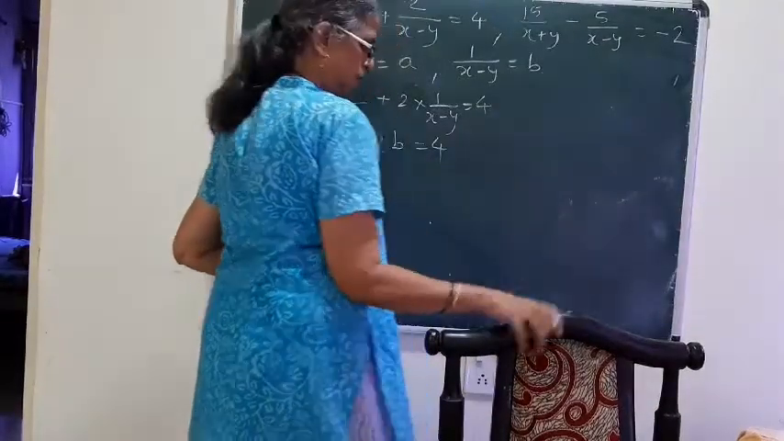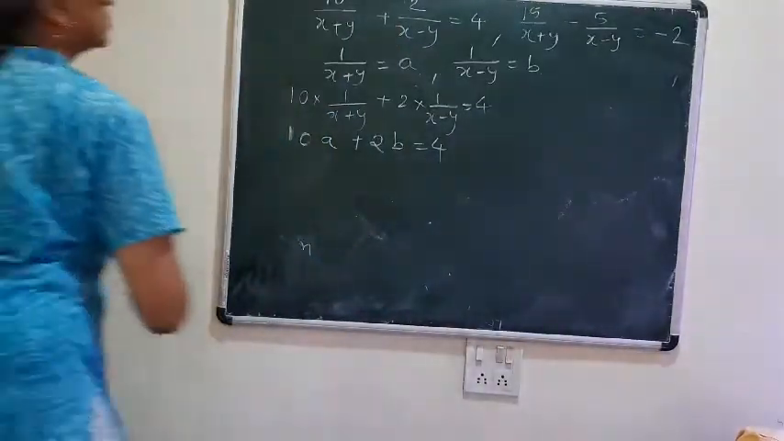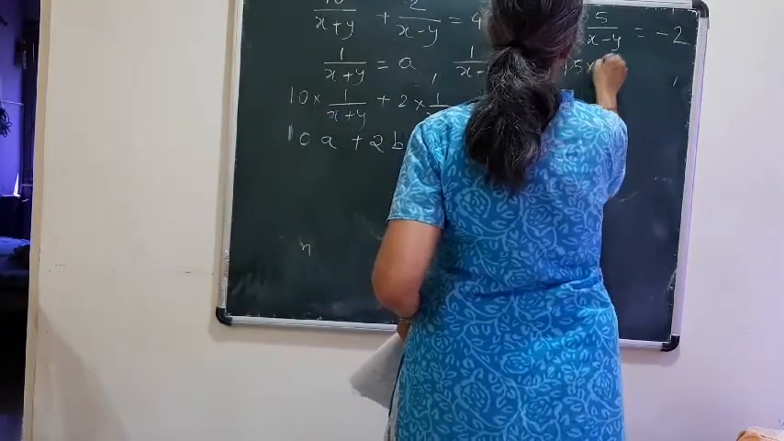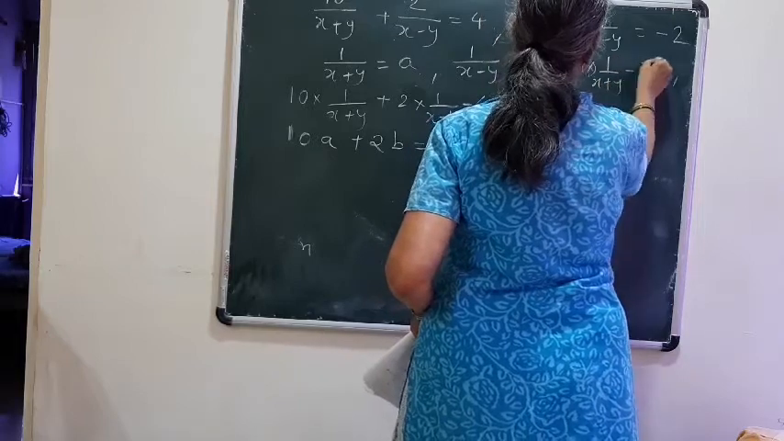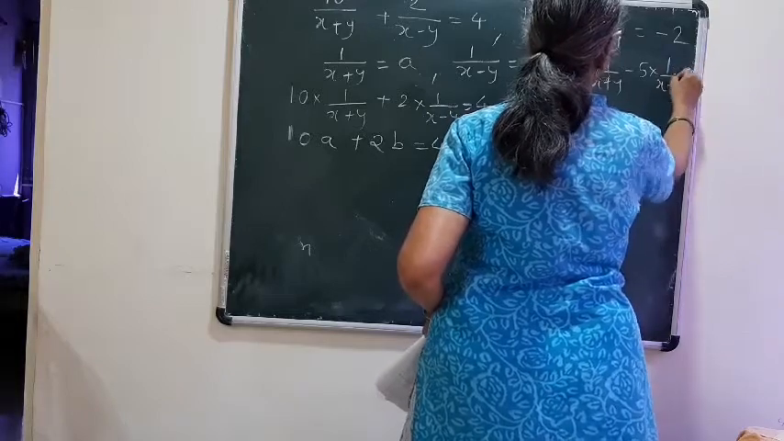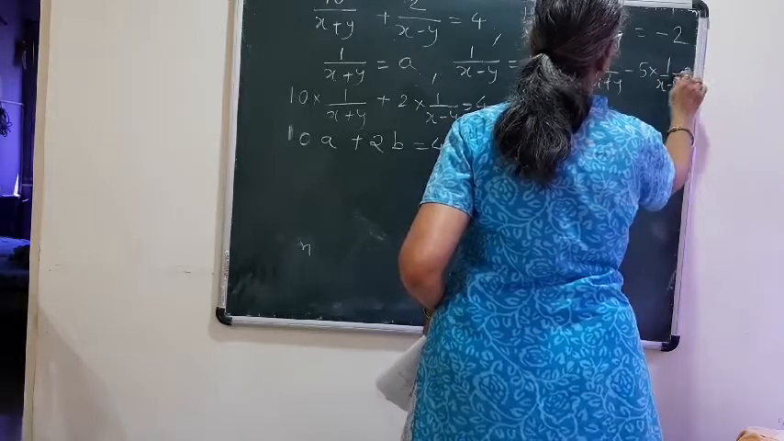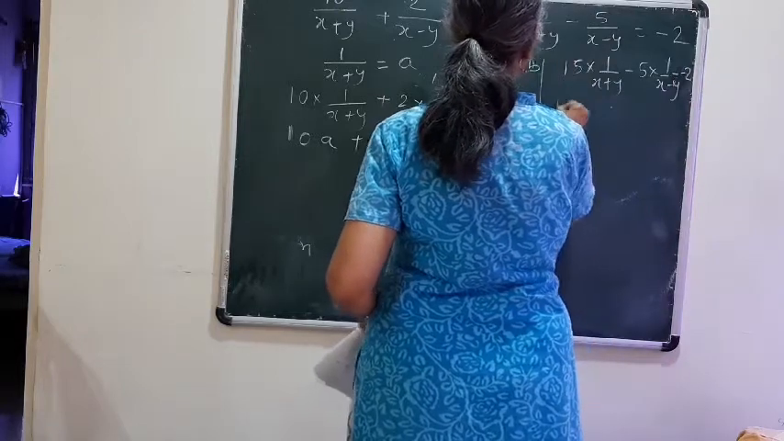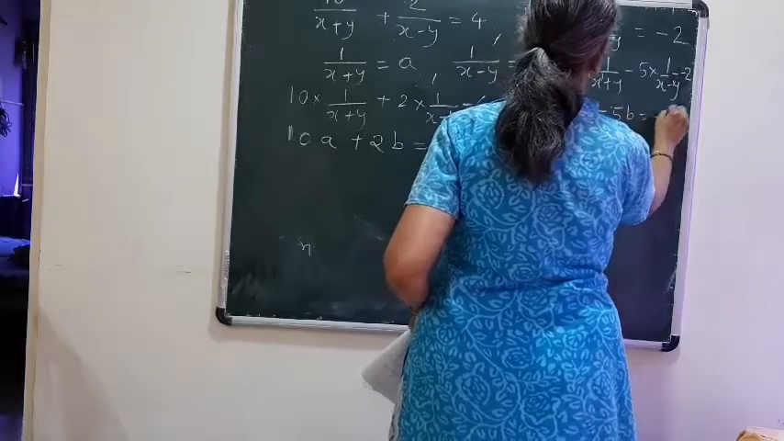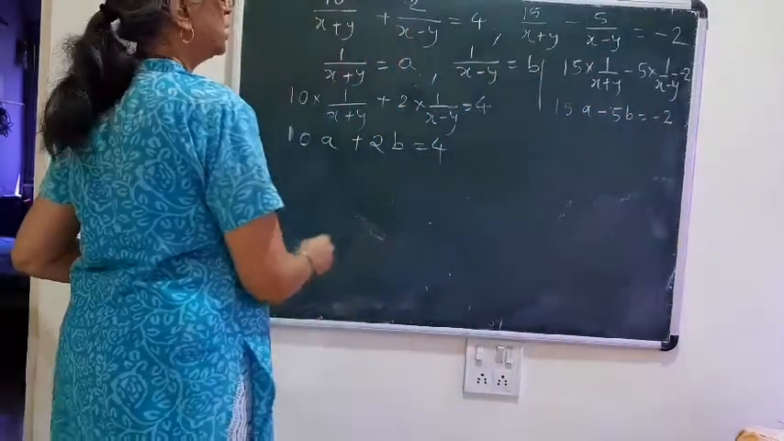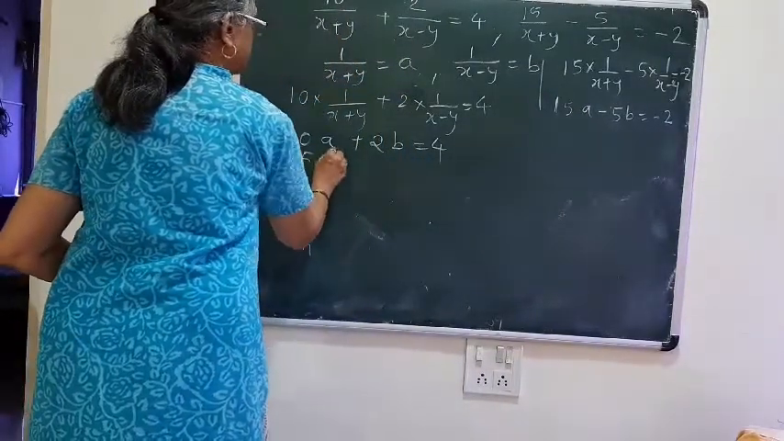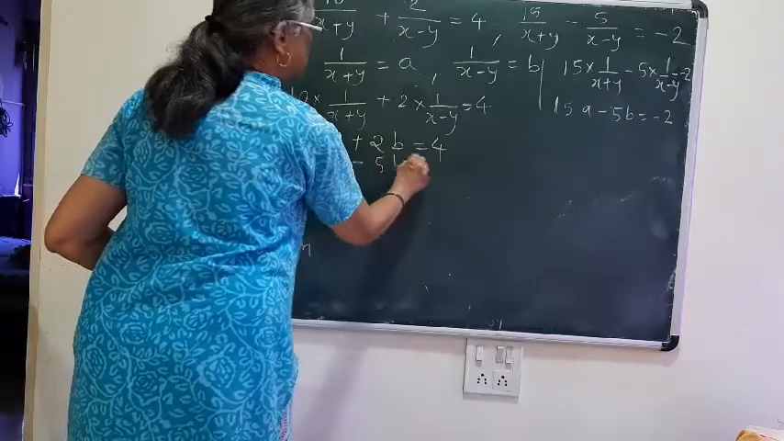Then the second will be 15 into 1 upon x plus y minus 5 into 1 upon x minus y is equal to minus 2. So that will be 15a minus 5b equal to minus 2. I will write 15a minus 5b is equal to minus 2.